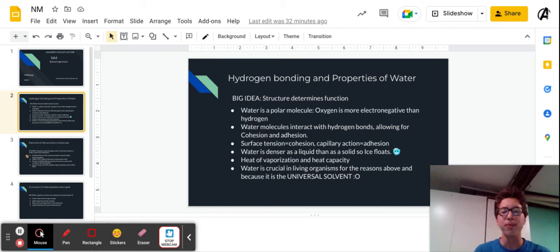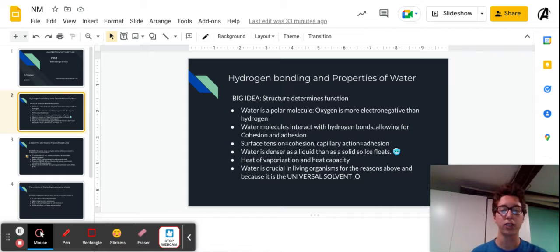Good water. Big idea number 1 for AP Biology is that structure determines function. And the first example of this is going to be for water. So water is a polar molecule, and this is because oxygen is more electronegative than hydrogen, so the oxygen hogs more of the electrons, and that creates partial charges, you might remember from chemistry. So water molecules are going to interact with hydrogen bonds due to this polarity, allowing for cohesion and adhesion.